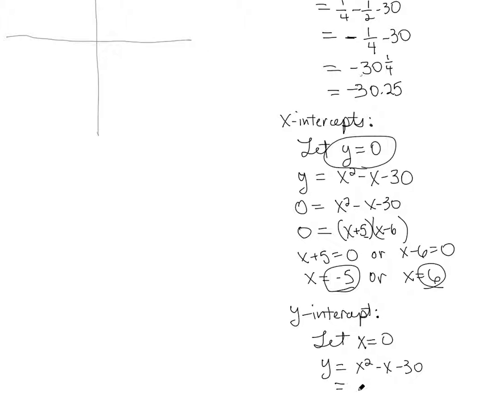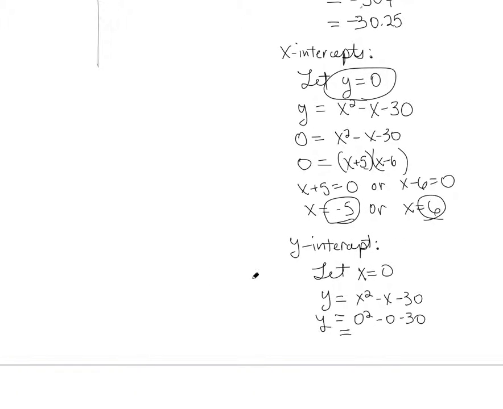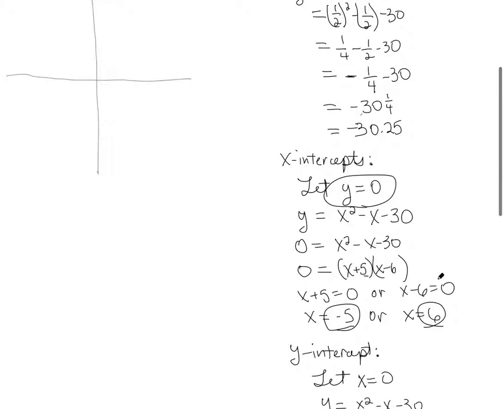Letting x be 0, we get that y is equal to 0 squared minus 0 minus 30, which indicates that y is negative 30. Alright, and so that's it. So our y-intercept will be the point (0, -30), if we write it as a point. Over here, this tells us that our x-intercepts are (-5, 0) and (6, 0).